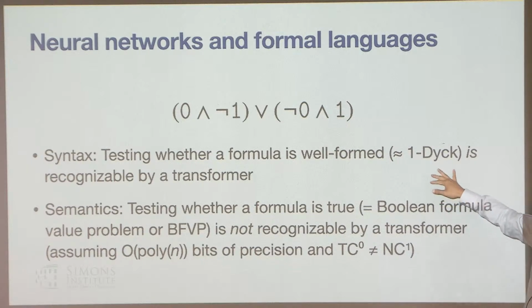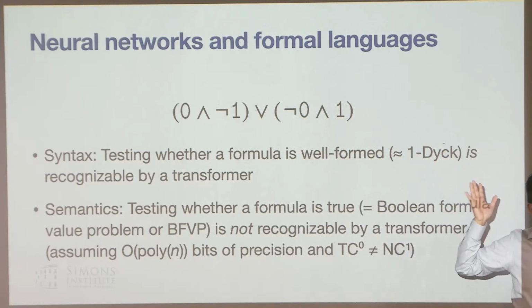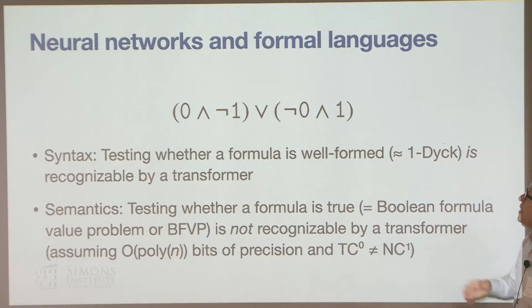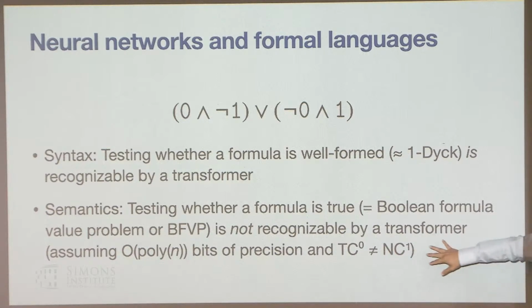If you want to check the syntax of these formulas, the hardest part is matching the parentheses. This is similar to a Dyck language, and this is an example of a problem that a transformer can decide. So transformers are able to check the syntax of these formulas. But if you want to compute the semantics of these formulas, to know which ones are actually true, this is a problem that Will talked about yesterday, and transformers are provably not able to compute it, subject to some assumptions: a polynomial number of bits of precision and the assumption that TC0 and NC1 are separated.